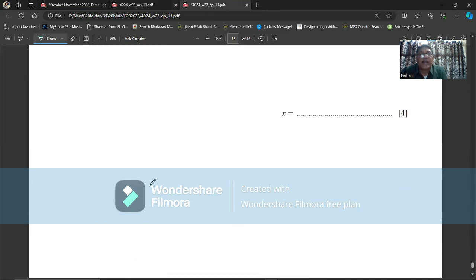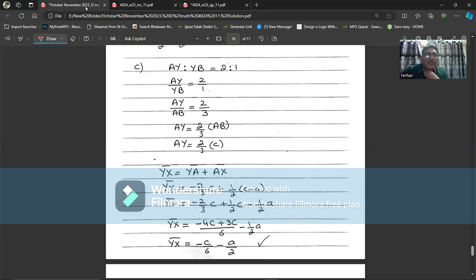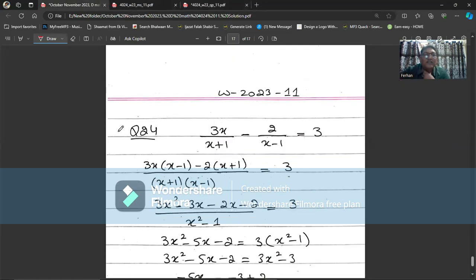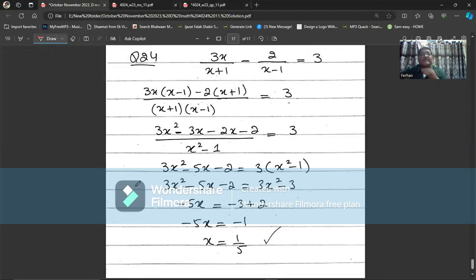So at the end, we have question number 24. It's a 4-mark question. Here we have two algebraic fractions, and they are subtracting, and their answer is 3. So we will solve this. So this is the question they are asking. So I will take the LCM. In the LCM, both the denominators will come, x plus 1 and x minus 1. So here you will have 3x into x minus 1. Here you will have minus 2 into x plus 1.